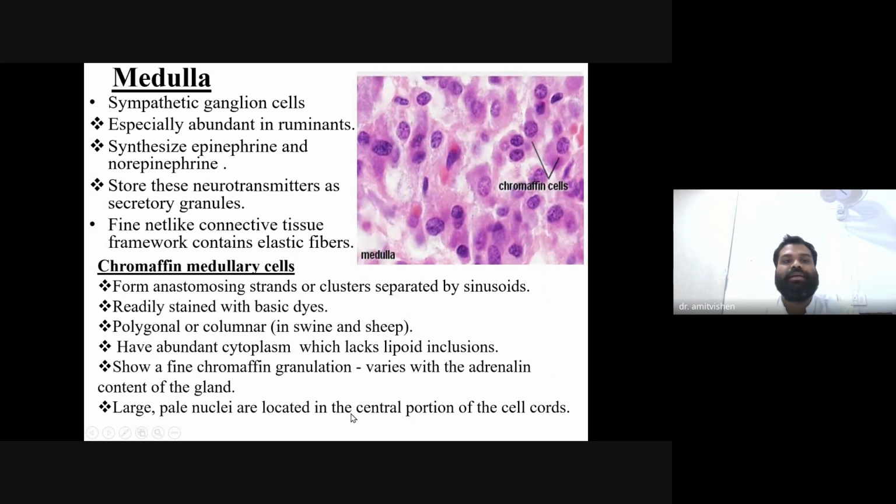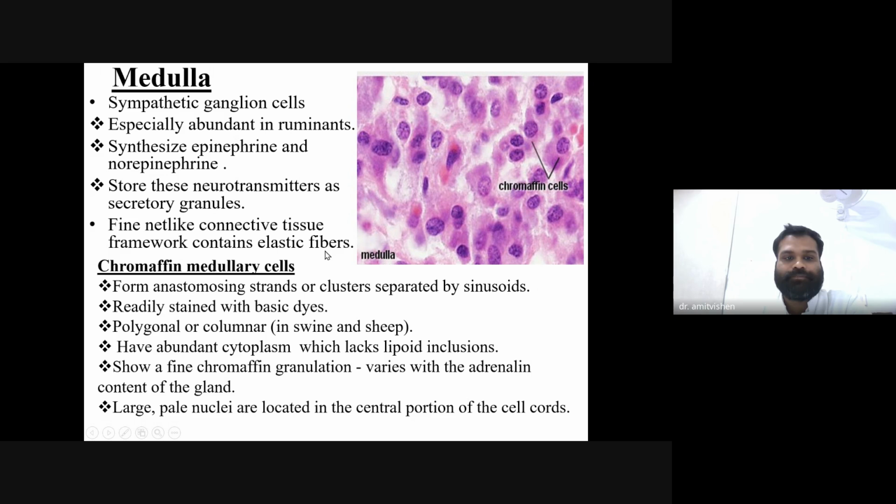Now let's talk about the medulla part of the adrenal gland. It is mainly derived from the ectoderm, as I have told you, and it is especially abundant in ruminants. It synthesizes epinephrine and norepinephrine, and it stores these neurotransmitters as secretory granules, with a fine net-like connective tissue framework containing elastic fibers.